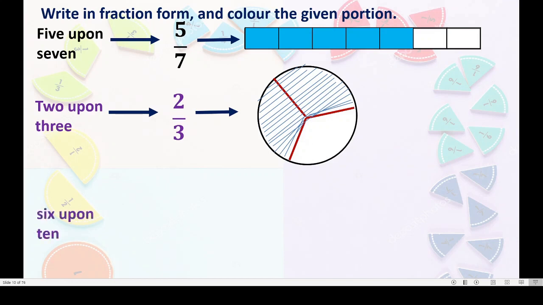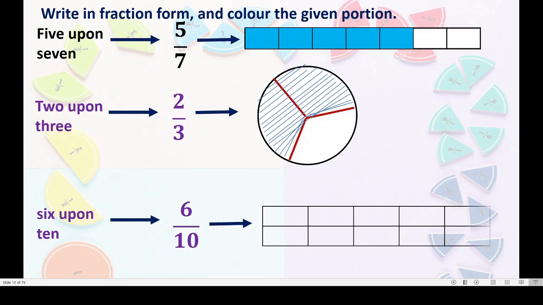The next thing is 6 upon 10, meaning 6 will be in the numerator and 10 in the denominator. Right? Now see the figure. Here 10 equal parts are there in the rectangle. How many do we have to color? 6 parts. Okay, we will color. Yes. Right? 6 parts we colored. We have done our work. We have written the same given in the fraction form and then we colored the portion exactly equal to the fraction form.